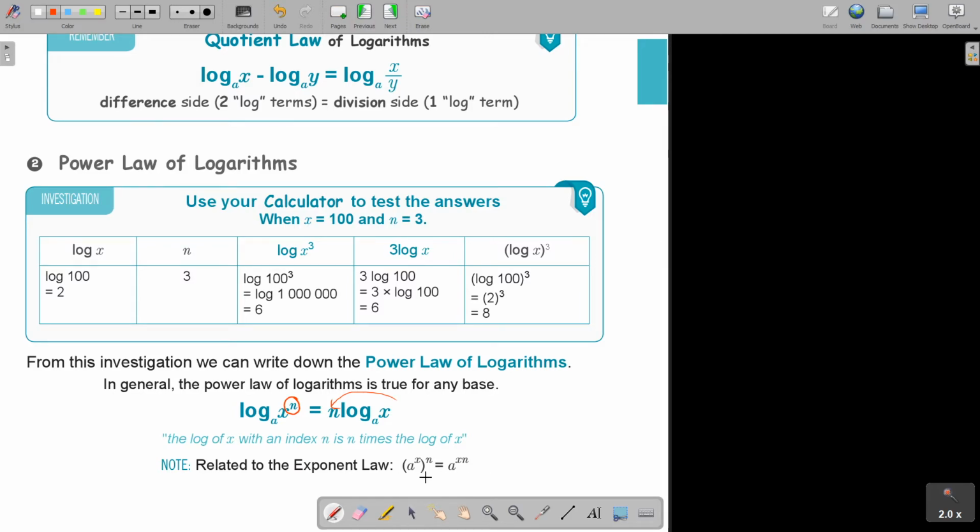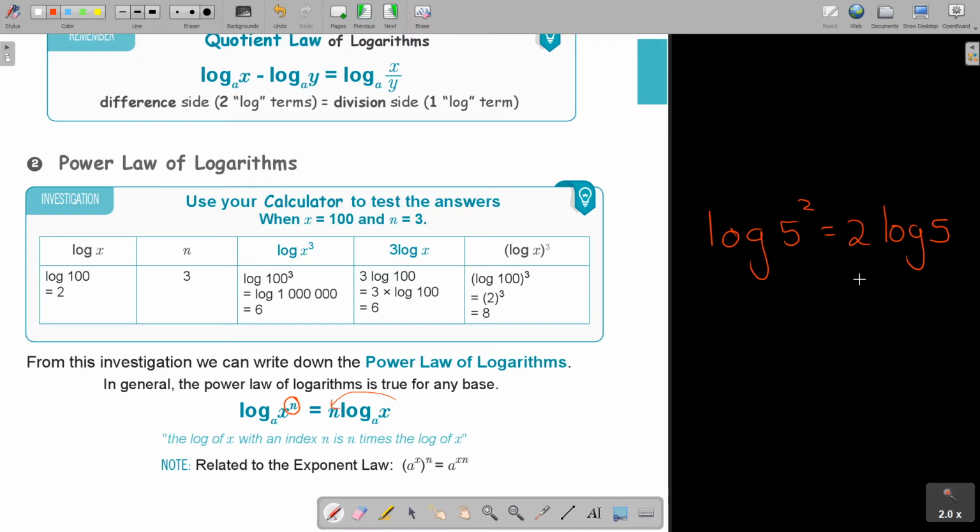Did you see? I'm showing you. It's related to that law, and that's the one. So anything you have, can I just put it in a number? If you have 5 to the power of 2, then you bring the 2 in front to the ground, and that will be equal to each other. Okay. And that's the laws.